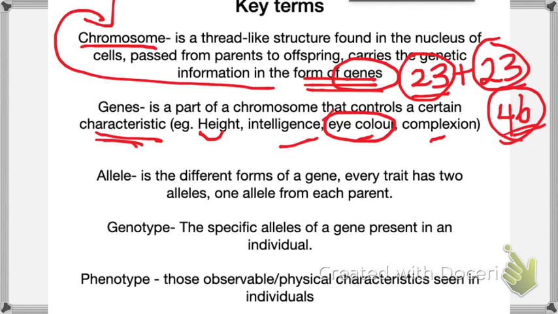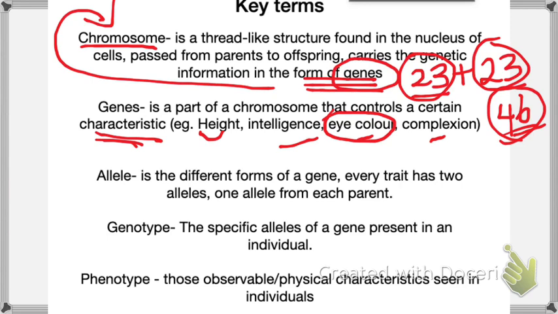So some of them are very simple, where you have one single gene on one single part of a chromosome coding for a particular characteristic, and then there are some where you have multiple genes from multiple different chromosomes coding for the same characteristic, right? So that is gene and chromosome.